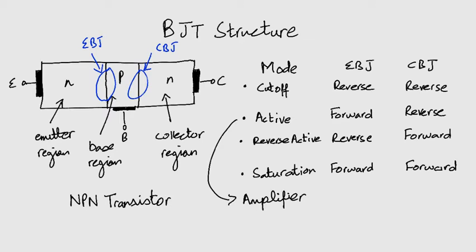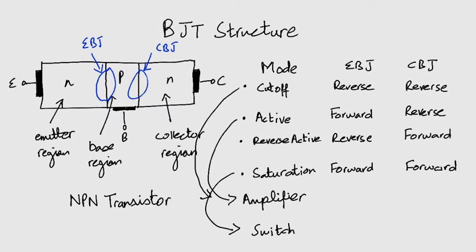Now the active mode, also called the forward active mode, is the one used if the transistor is to operate as an amplifier, while the cutoff and the saturation modes are used when the amplifier is to be used as a switch. The reverse active mode has very limited applications.